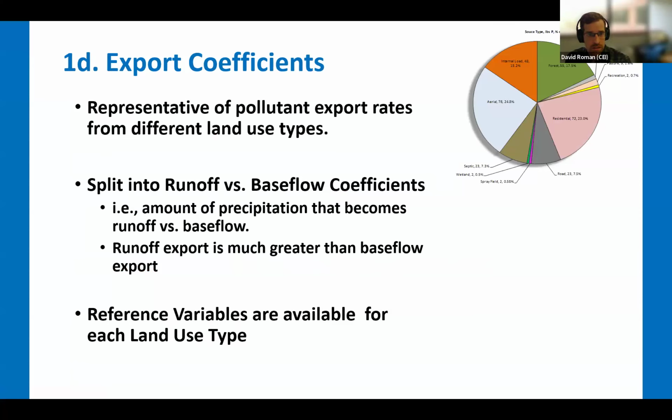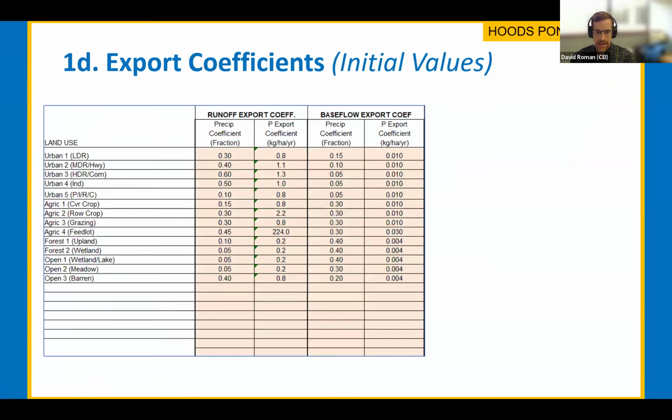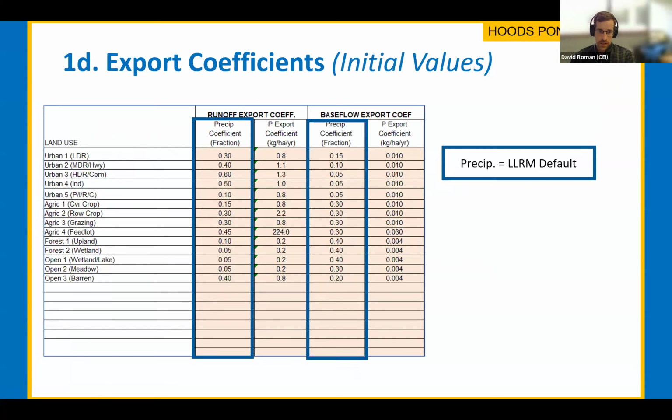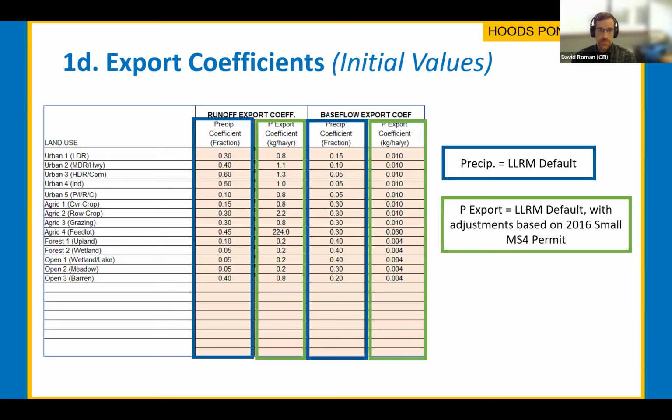So our export coefficients for land use types, these are split into runoff versus base flow coefficients. And I'll just jump into some of the examples here. I think it'll be easier to visualize. So we've got all of our land use. And in general, these precipitation coefficients are going to impact how much runoff leaves each watershed. And then these phosphorus export coefficients are going to impact how much phosphorus would be exported off of each land use type.